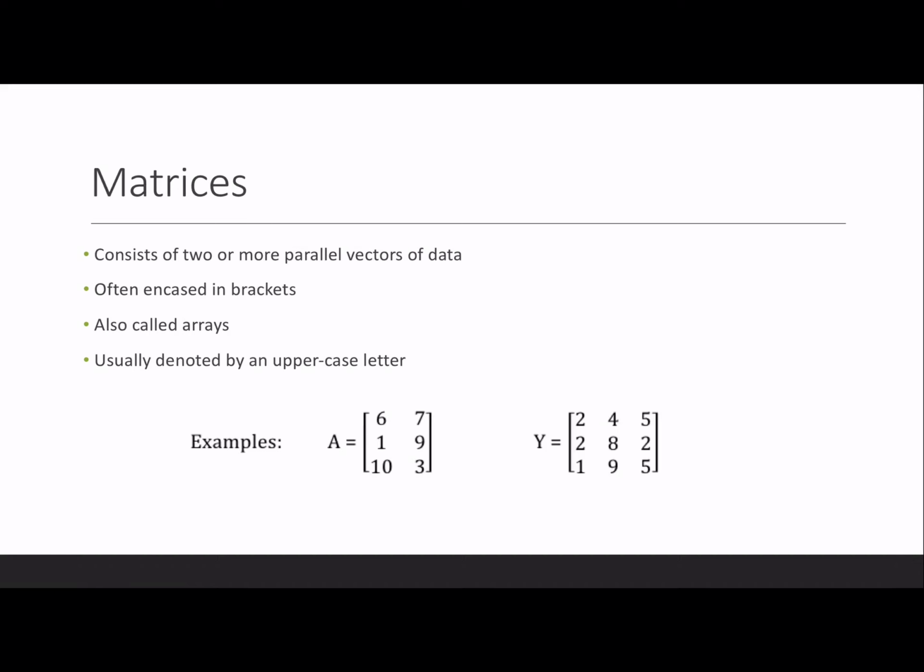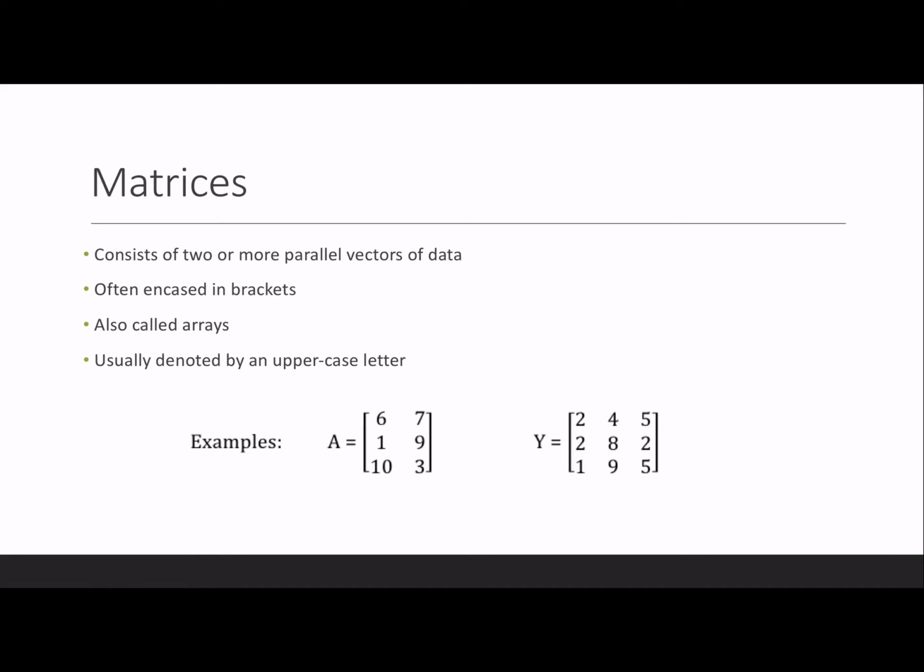Then there are also matrices, which is the plural of matrix. A matrix consists of two or more parallel vectors of data, either in the vertical or the horizontal direction. Again, they're often encased in brackets. Matrices are sometimes called arrays, usually in programming culture, which uses a lot of matrix notation, so you may hear matrix and array used interchangeably. Matrices are usually denoted by an uppercase letter to show they are a matrix and not a vector.